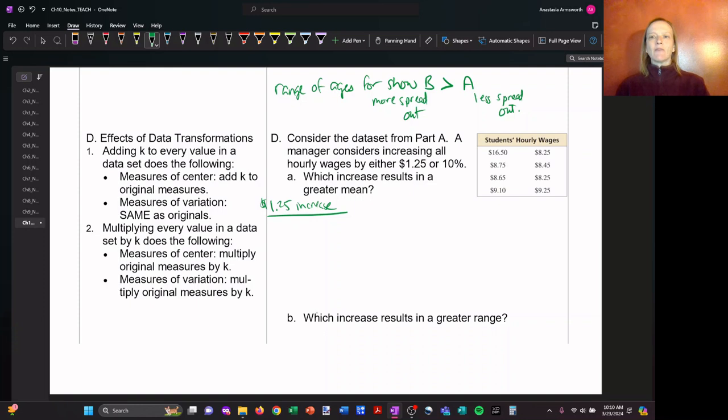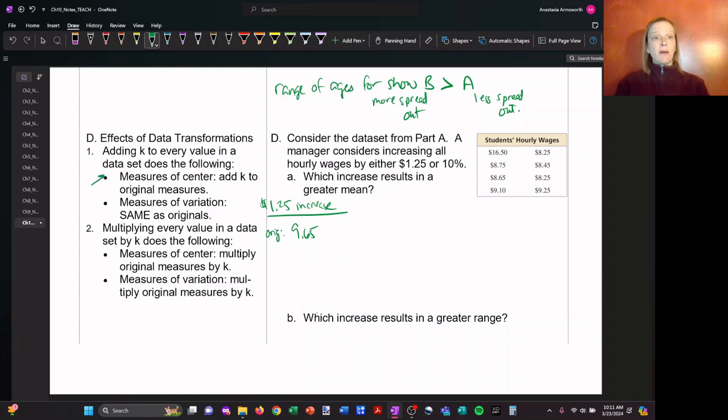Okay, so the average. Remember before, our original average was $9.65. And now we're going to add $1.25 to every single value in this data table. And you can actually pause the video and do this and go ahead and add $1.25 to every single pay wage up on there and calculate the new average. But there is a shortcut.